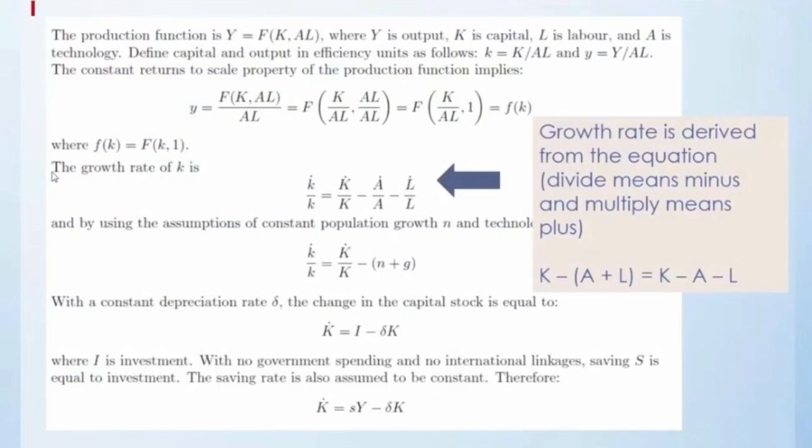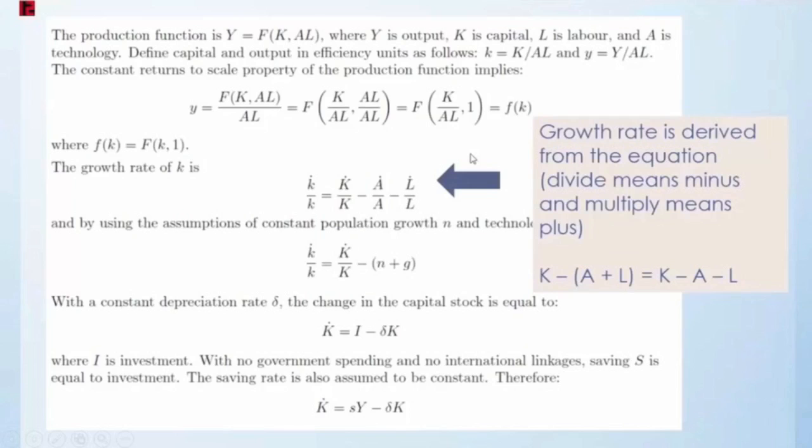So we first have our production function, which is Y equals a function of capital, technology, and labor. To convert them to efficiency units, we just have to divide by AL, which will give us a function of K, small k in this case. Because it is constant returns to scale, it allows us to divide it equally to get 1 and subsequently a small k.